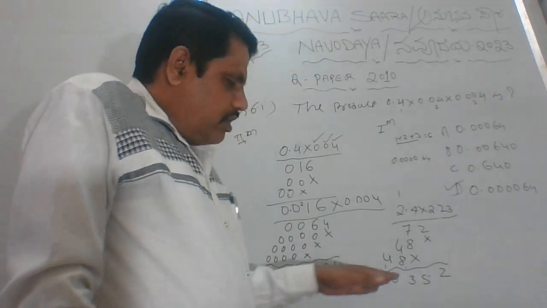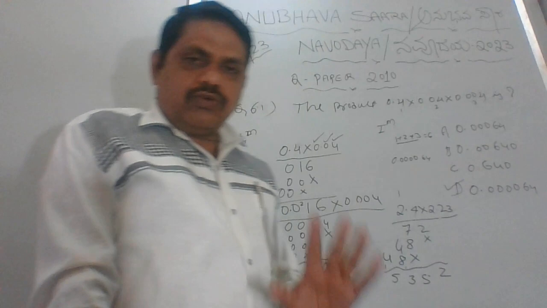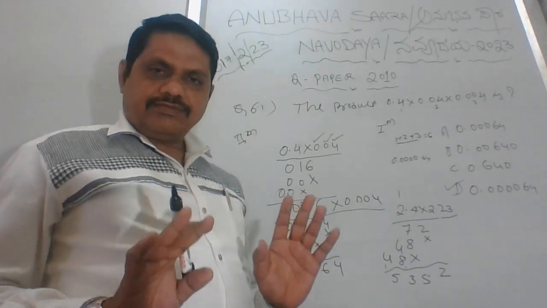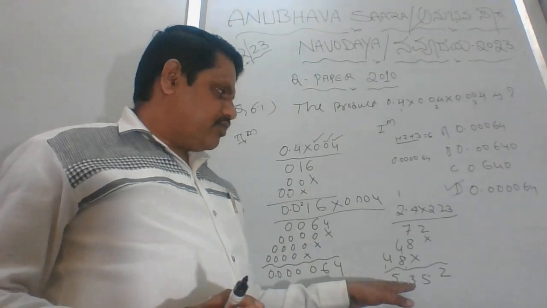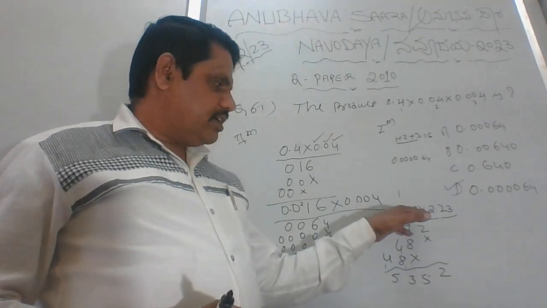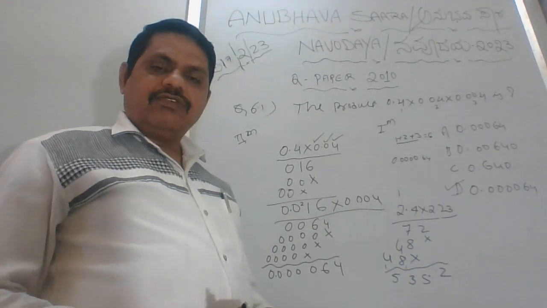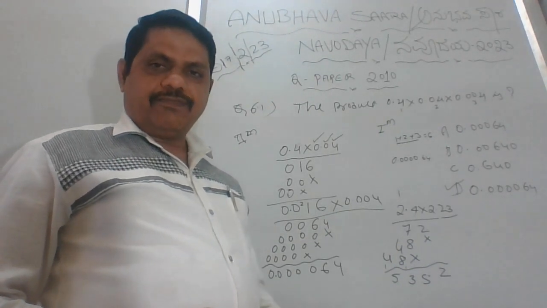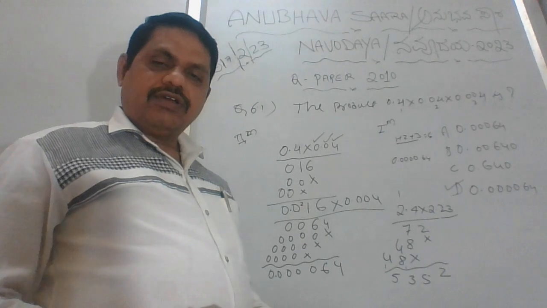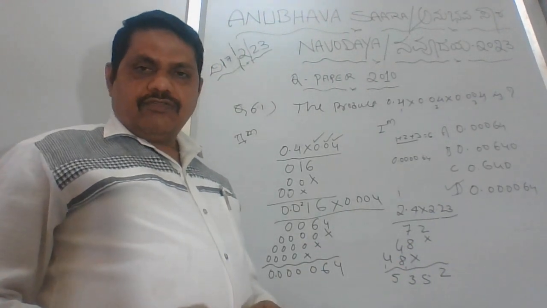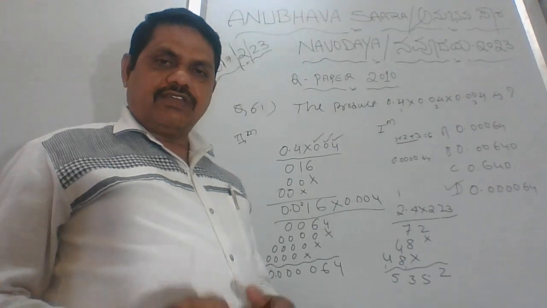Clear? We got 5352 as the answer, but this is not the answer because 5000 we cannot get. We have calculated 2.4 into 2.23. That means it should be very less. It's below 100. Okay. Let's see how we can finalize this answer as the correct one.